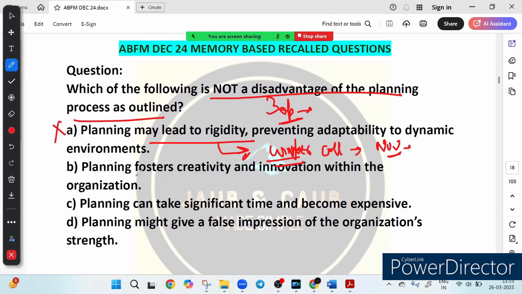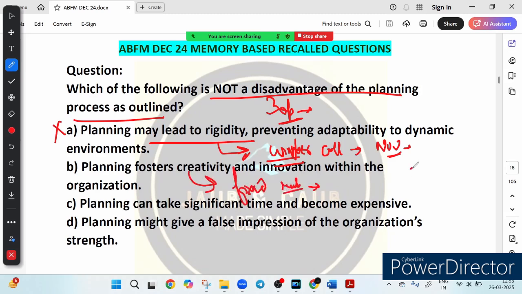Option number B, planning fosters creativity and innovation. What do you think? Basically, creativity and innovation mean coming up with new ideas and thinking outside the box. Planning, on the other hand, usually sets fixed rules and guidelines to follow.